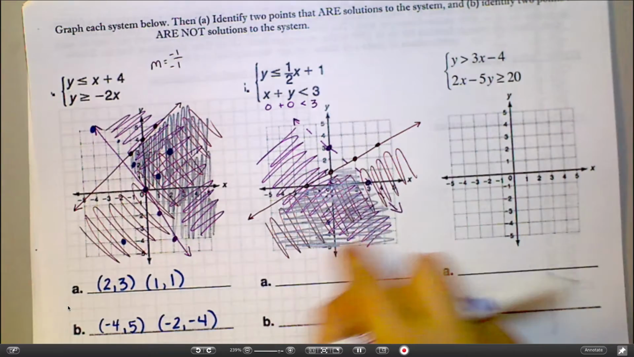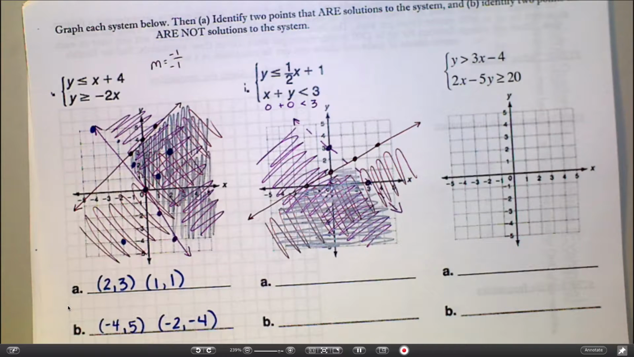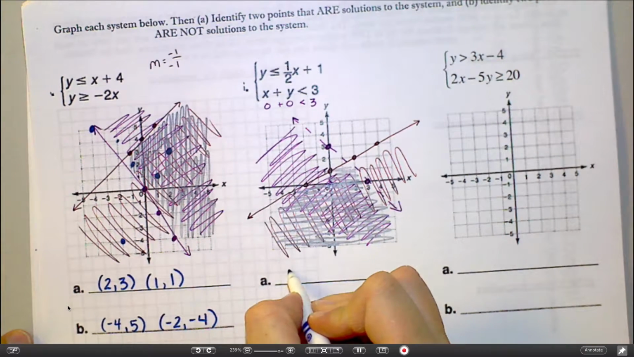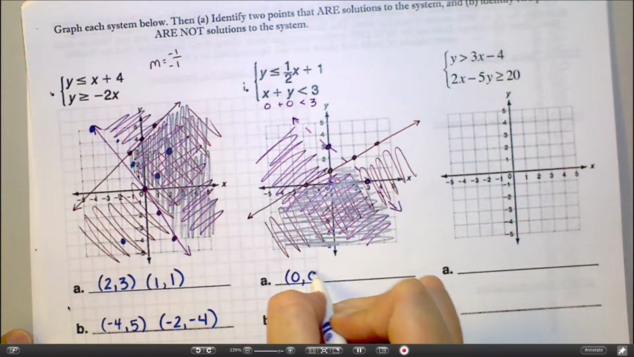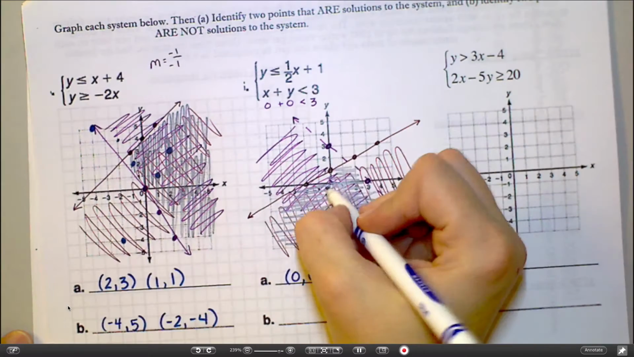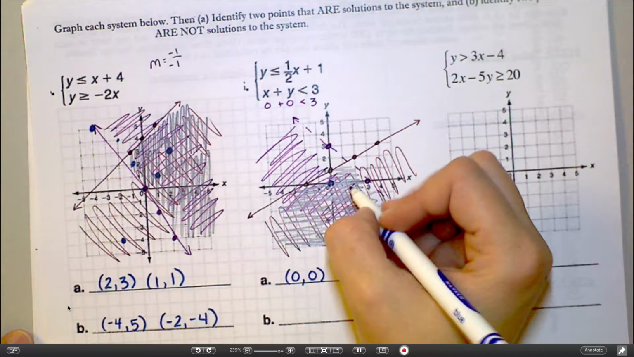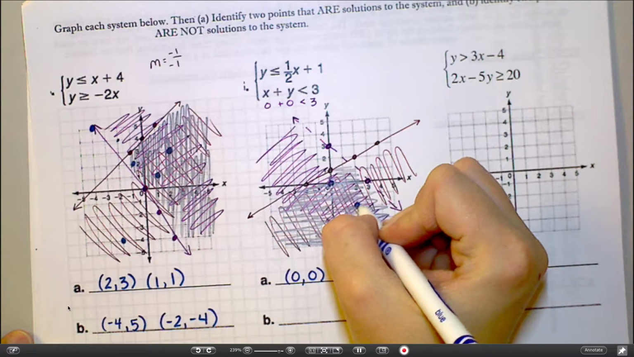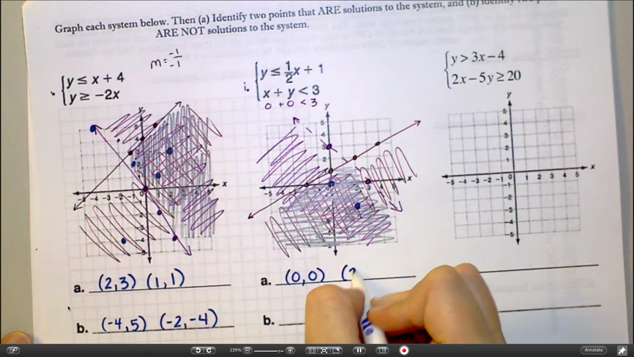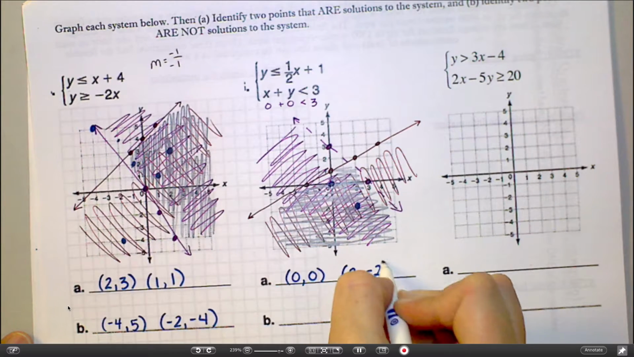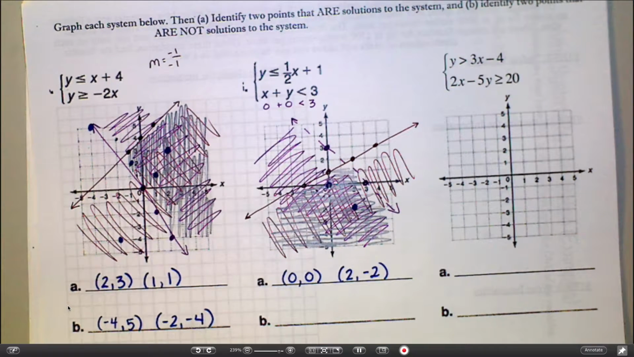Pick a point somewhere in here. 0, 0, sure. 0, 0 is in there. What else is in there? 2, -2. Gonna be about there. That's right, 2, -2. All right, tell me something that's not part of the solution.